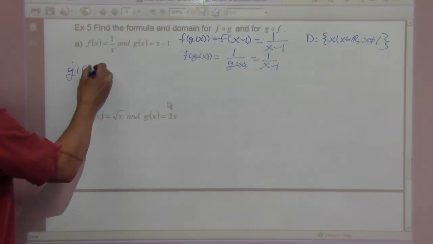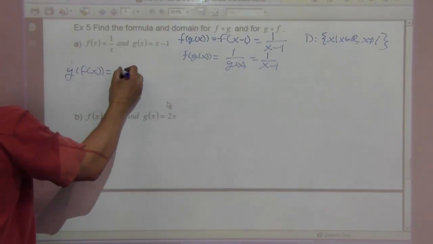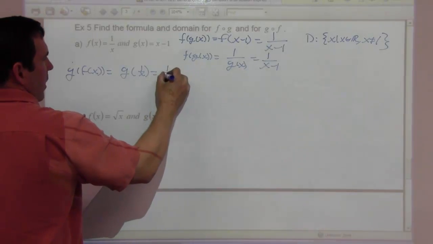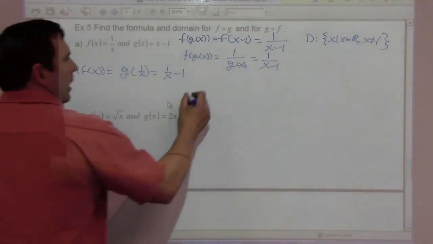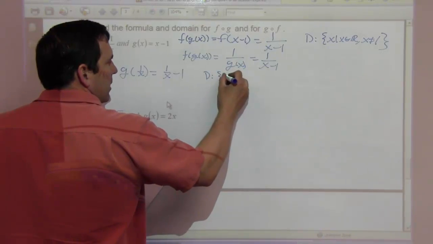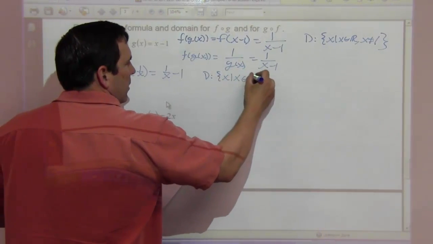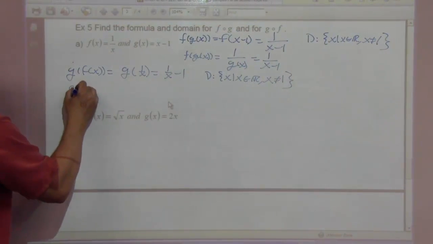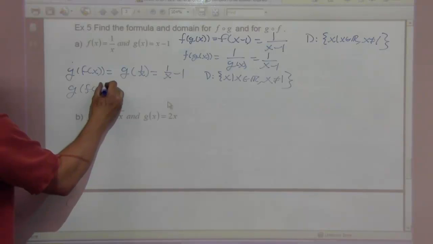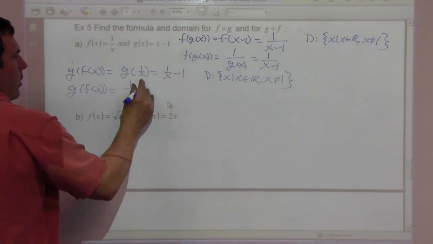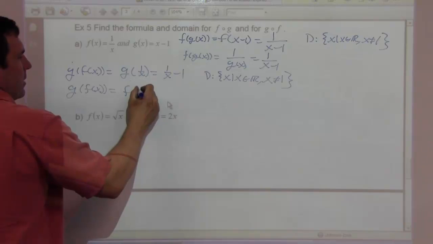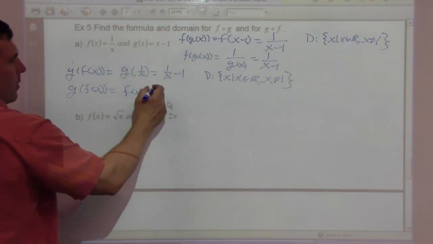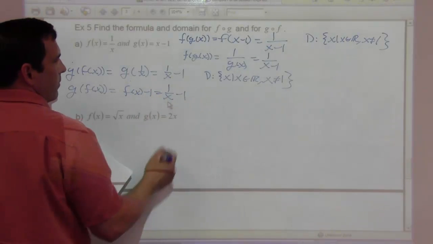For g of f of x, that would be g of 1 over x, which is going to be 1 over x minus 1. And in this case, the domain is going to be x such that x is in the reals and x is not 1. Or you can think of this as g of f of x might be 1 over, no, I'm sorry, f of x minus 1. Because what does g do to x? It just subtracts 1 from it. That's 1 over x minus 1.